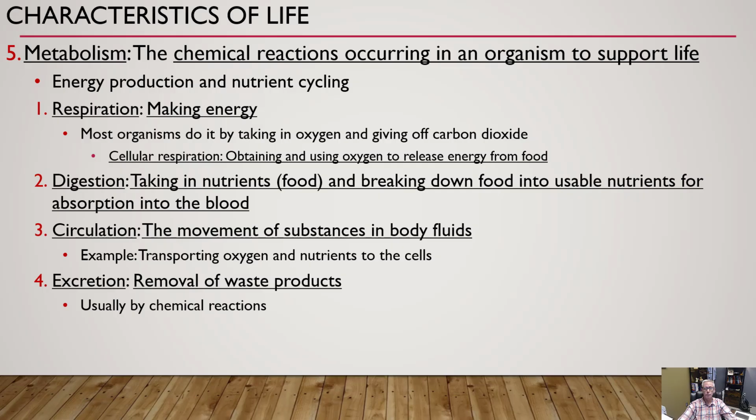Circulation, we have to be able to move substances throughout our body. That's going to be your cardiovascular system. Excretion, we need to be able to remove waste products, not necessarily by pooping, or now that we're in anatomy and physiology, we would say defecation, but sweating. Sweating would be an example of removing waste products. Urination or peeing would be an example of removal of waste products through the kidney.